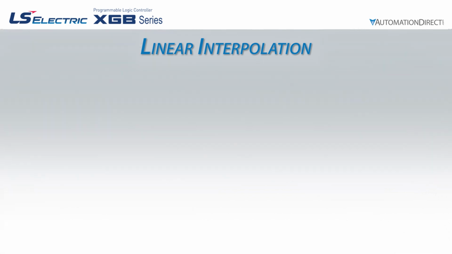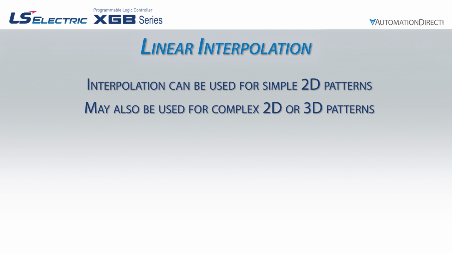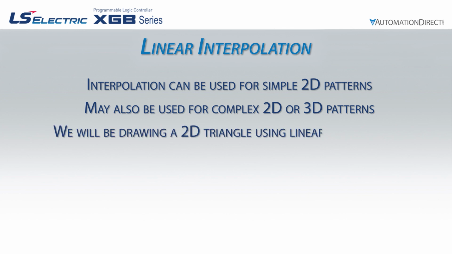Interpolated motion can be used to move in fairly simple 2-dimensional linear patterns, such as angular lines, or more complex 2- or even 3-dimensional patterns, such as a circular, helical, or 3-dimension linear profile. In this example, we will use a 2-axis linear interpolation to draw a triangle.